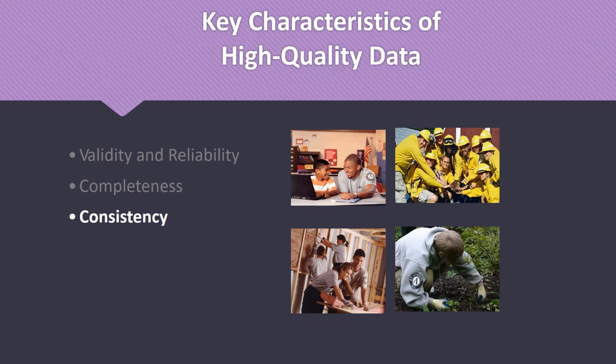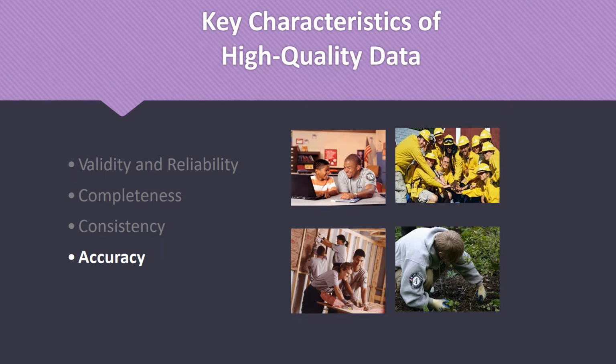Consistency. We have consistent data when we use the same data collection tools and processes to measure our metrics across all program sites and all participants. This is particularly important for larger programs that may vary across sites. To ensure we have high quality data, we must use the same measurement process throughout our entire program.